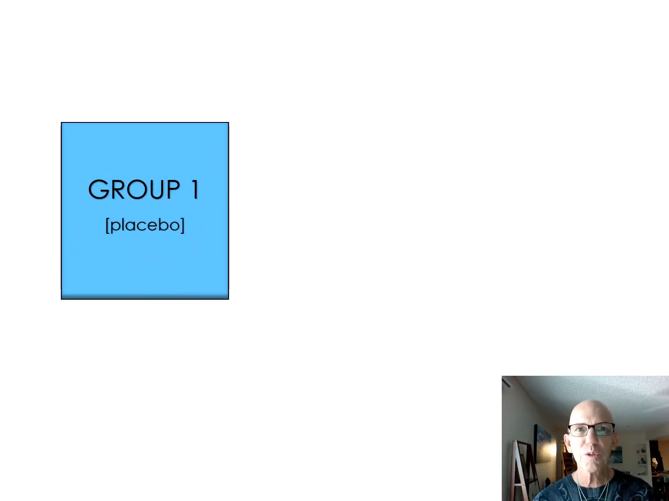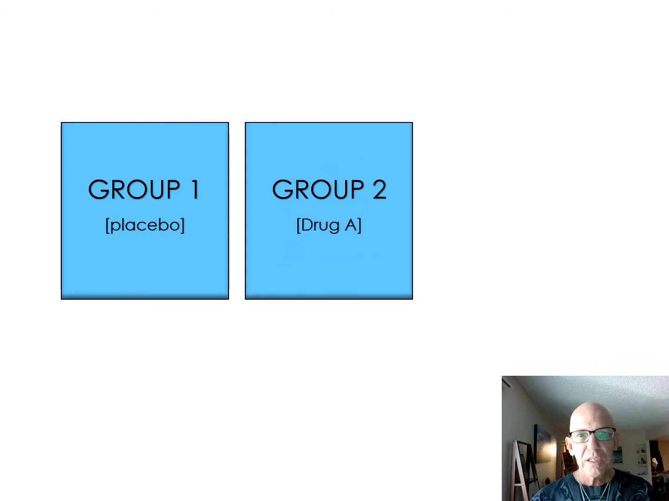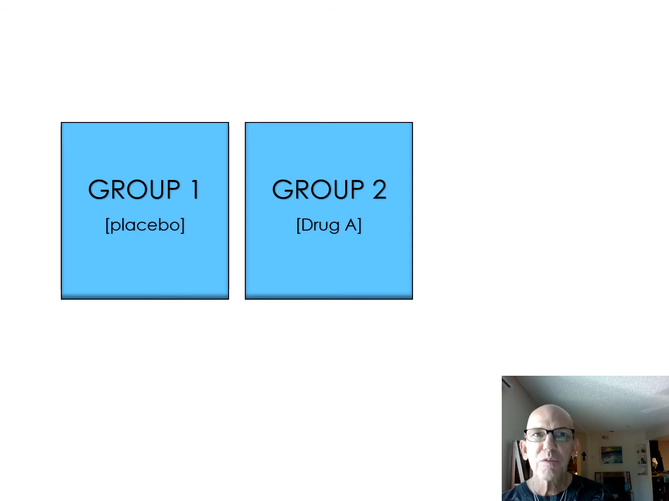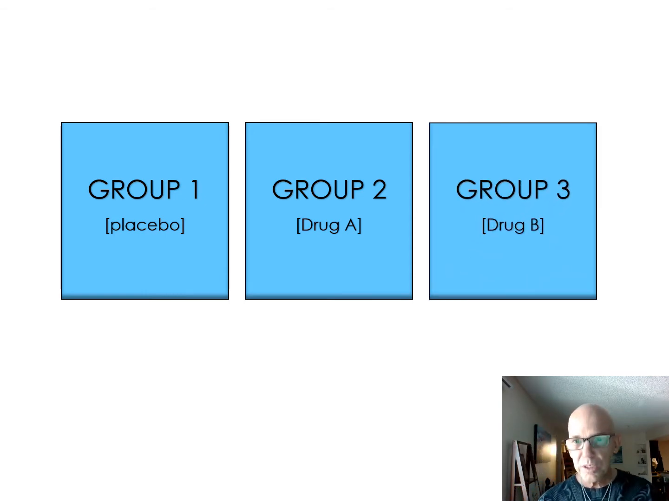So we're going to create different groups of people and treat them differently. What are we going to do? In group one, I give a sugar pill or a placebo. They think it's a pill, but it's really nothing. It's a blank. Group two, I give them drug A. In group three, drug B.